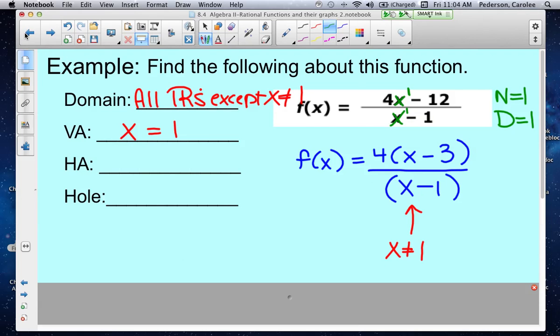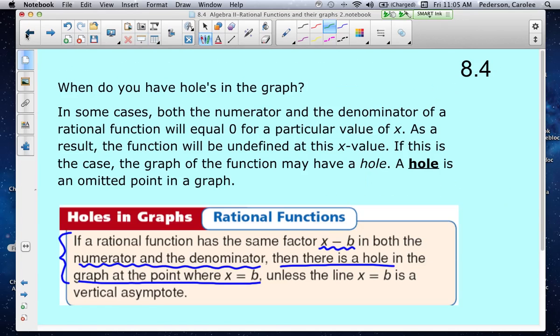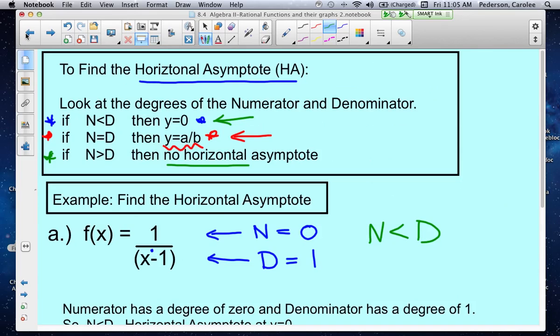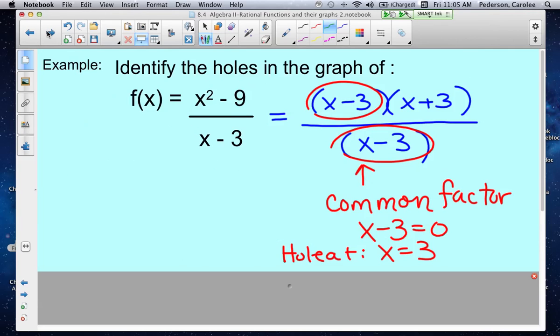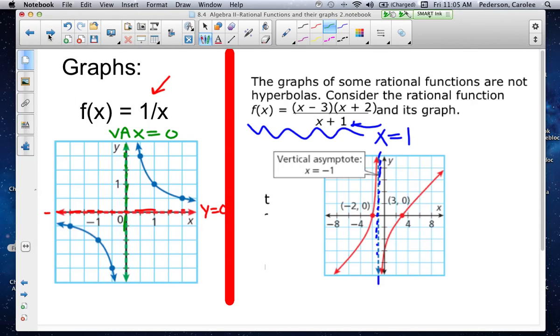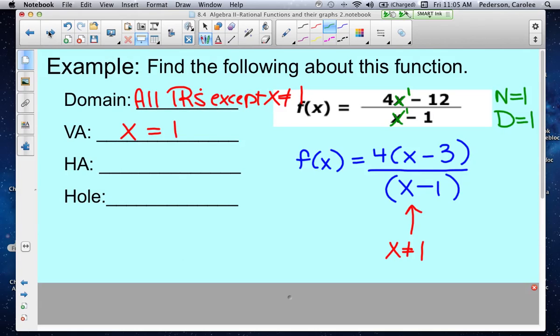If we go back a few slides ago to this chart, it is the middle one in the red. The degree of the numerator equals the degree of the denominator, so we divide by the leading coefficients. So the leading coefficients are 4 and 1. So we say y equals 4 over 1, or y equals 4. So now that is our horizontal asymptote.